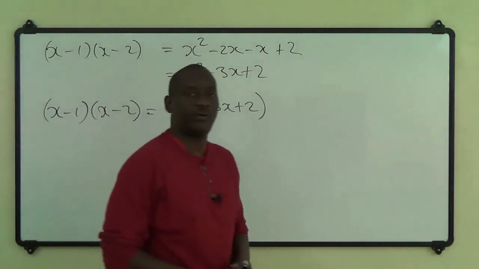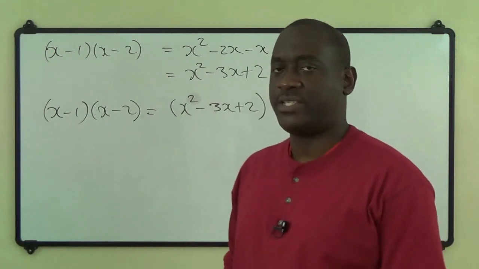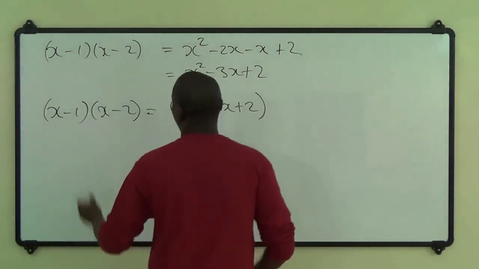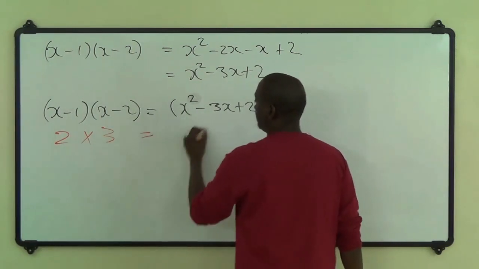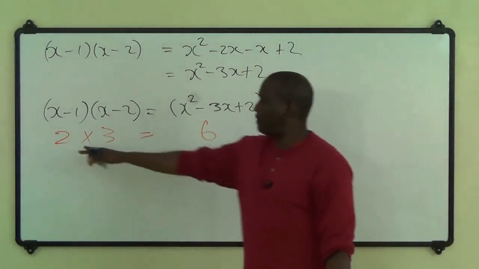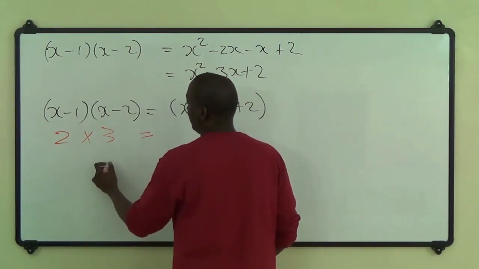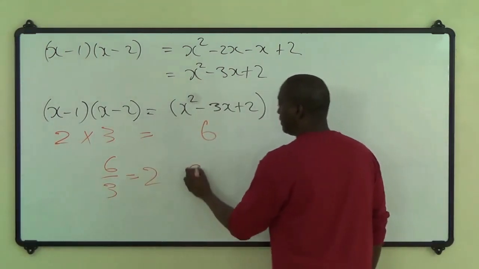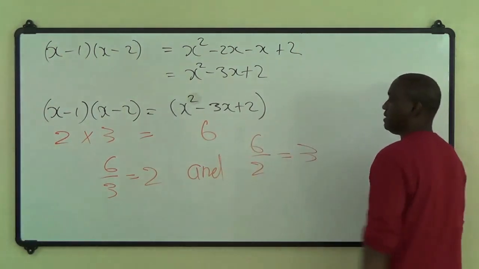Alright, so let us go back now to your basic numerals that you're familiar with. If 2 multiplied by 3 is 6, you expect the answer to be 6. So if 2 by 3 is 6, we expect that 6 divided by 3 is equal to 2, and we also expect that 6 divided by 2 is equal to 3.